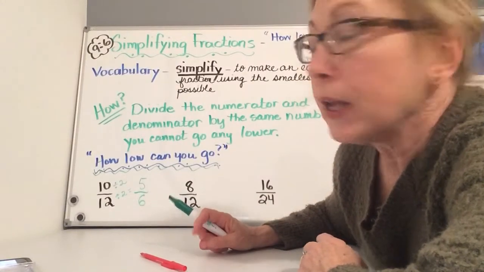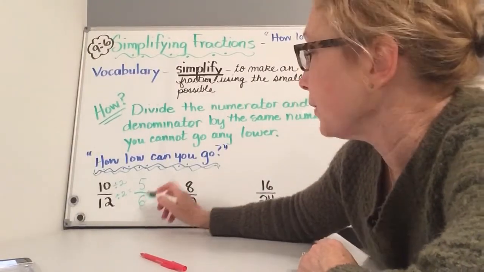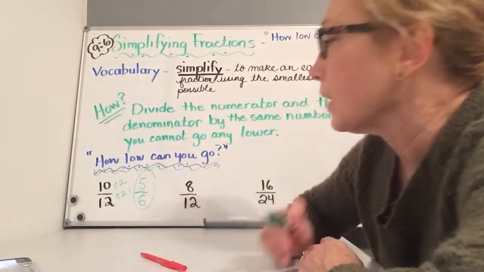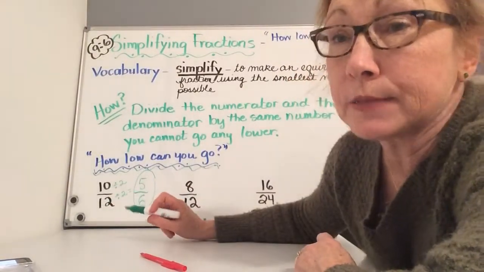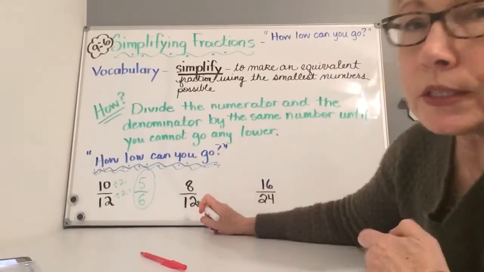There's not, is there? So this is our simplified fraction. This would be our final answer. 10/12 simplified is 5/6. All right? Let's look at the next one together.